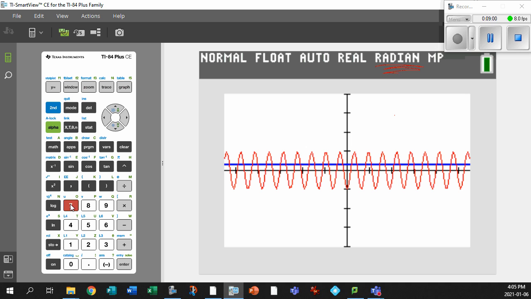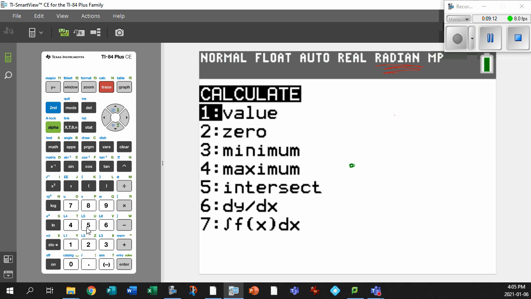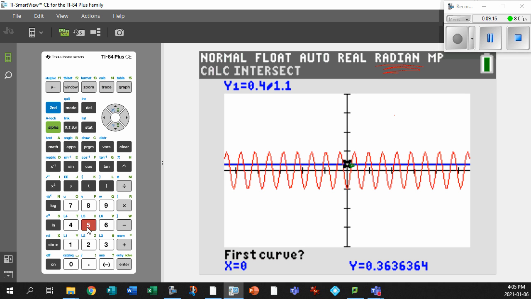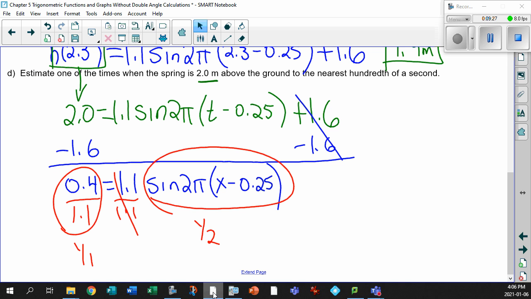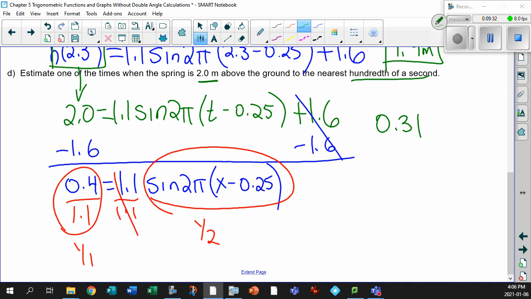You should get a very nice value coming up. Look at that. And it says, estimate one of the times. Well, look for this intersection, which looks like it's about right there. So find that intersection. Second calc, find me the intersect, 5, and mouse it close to there. That looks pretty close. I'm going to try to get almost on top of that. Perfect. I'm going to get 0.309 seconds, which means, to the nearest hundredth, 0.309 is 0.31 seconds, and that's how you solve those kinds of questions.